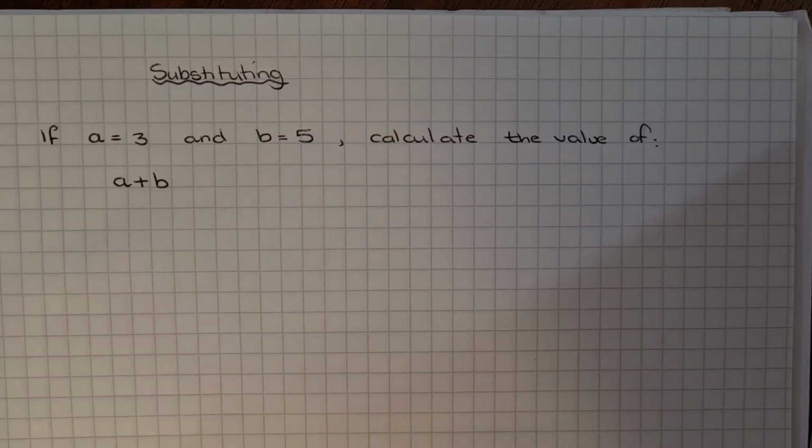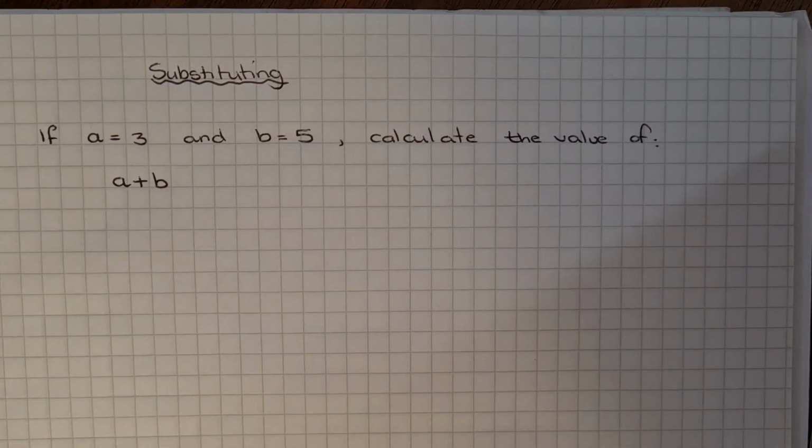Substituting values is when we replace a letter with a numerical value or a number. So it should be revision for most of you. We're going to do a couple of examples. So starting off really easy, if a equals 3 and b equals 5, calculate the value of a plus b.